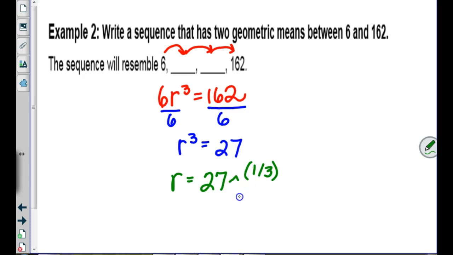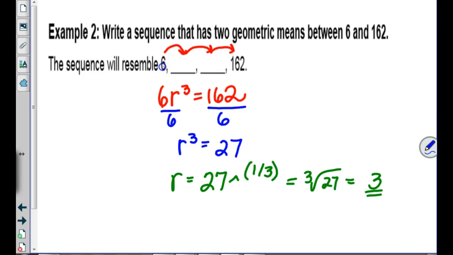The only reason I say to do that is because we're soon going to have to do like a 1/5 or a 1/6 power, and it's a pain in the neck to use that button on the calculator. This is the same as taking the cube root. And most of you could have done that one in your head probably, yes? r is 3. We're not done though.